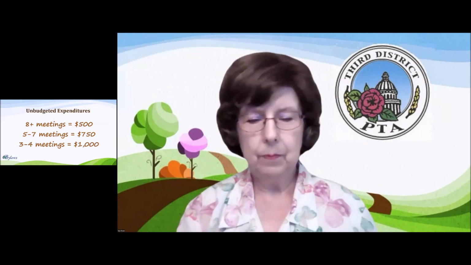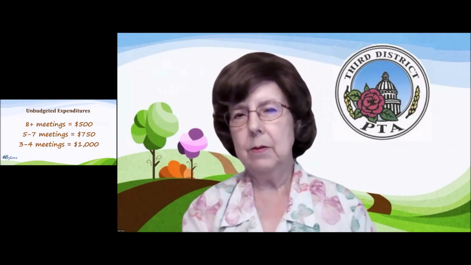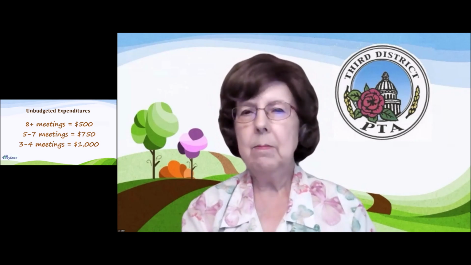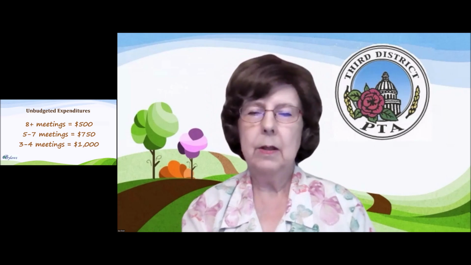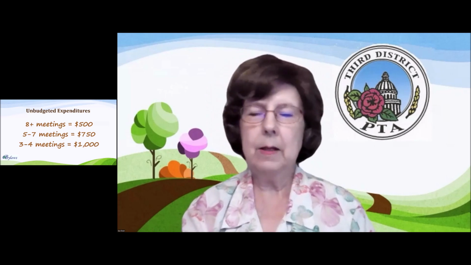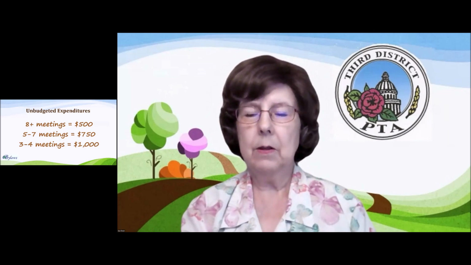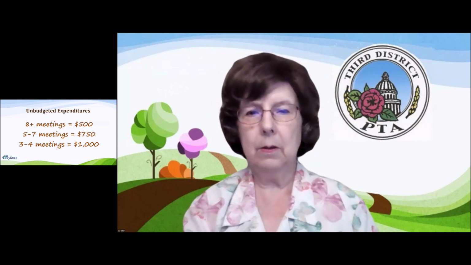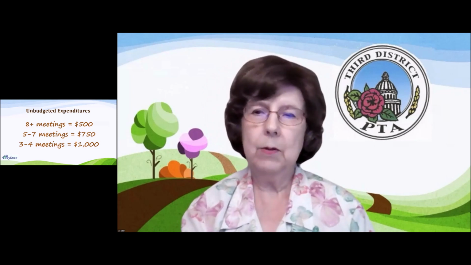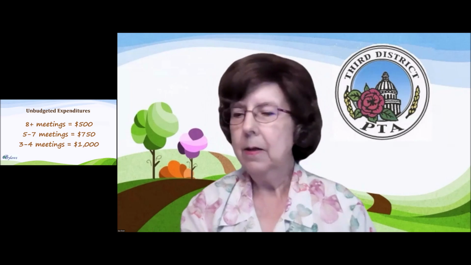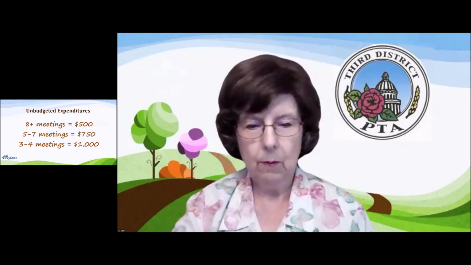Unbudgeted expenditures. Again, this is just review. If you're having 8 or more association meetings during the year, the largest number you can put in there is $500. If you're having 5 to 7 meetings, the largest number you can put in there is $750. And if you're having 4 meetings a year, the largest number you can put in there is $1,000. And the current state PTA parliamentarian is looking for 4 association meetings a year rather than just 3 that we used to have in prior years. So look for at least 4 meetings.